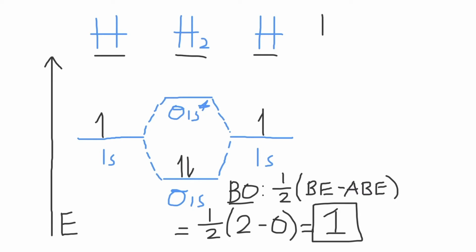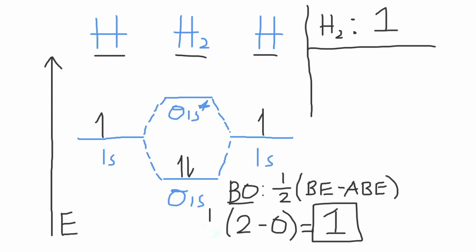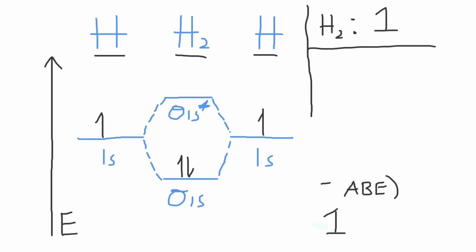So we'll start making a list here of bond orders. For our H2 molecule, the bond order equals 1. Okay, so that can be our first entry into our chart. And now let's look at H2-. So for H2-, we need to make one of these hydrogen atoms, it doesn't matter which, an anion. Let's choose the one on the left.